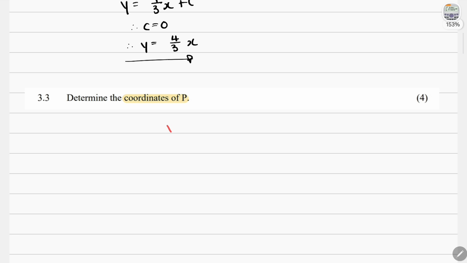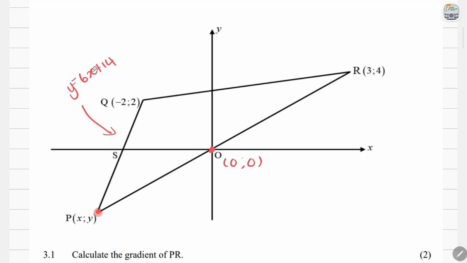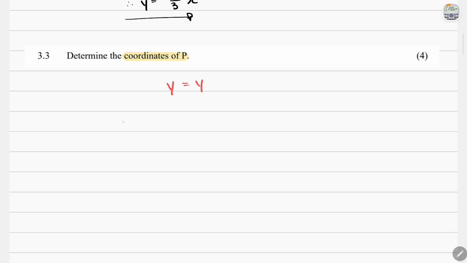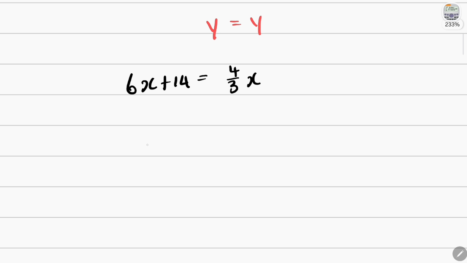So let's go ahead and say y is equal to y. This one looks like it's going to be bigger. So 6x plus 14 is equal to 4 over 3x. And now we can solve for x here. So when we transpose, we have 6x minus 4 over 3x. And we can just put that over 3 by making it 18 over 3x. So 18 minus 4 is 14. So you end up with 14 over 3x. It's not necessary, you can just write it immediately. 14 over 3x is equal to, and we transpose, negative 14.